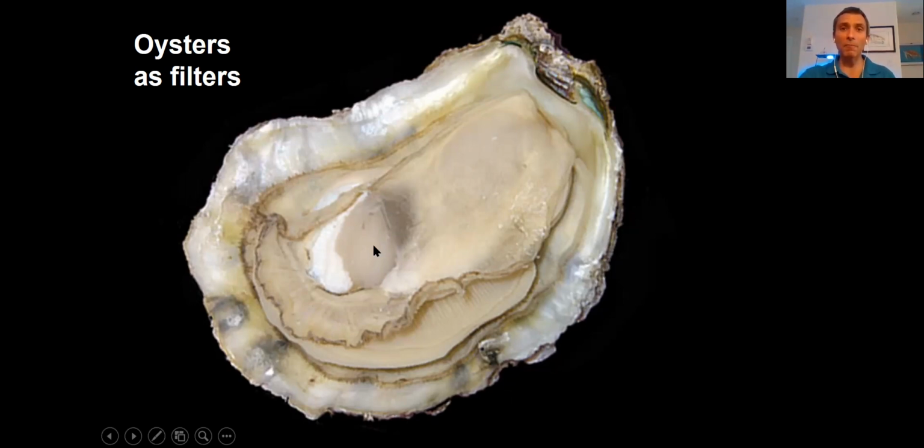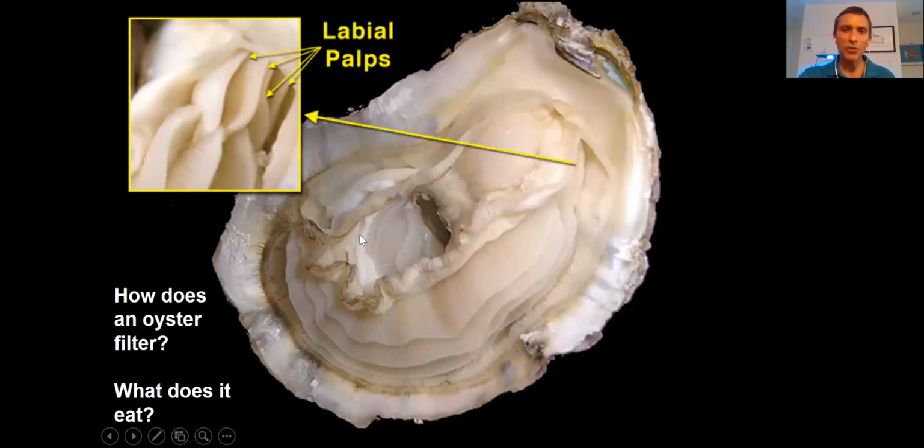Now, if you like scallops, all you're eating with a scallop is this nice round white muscle that connects the 2 shells. I'm going to go one step further. For this next slide, I'm going to flip back the mantle and reveal the next layer of the oyster. So now the mantle is flipped up. You can see it here.